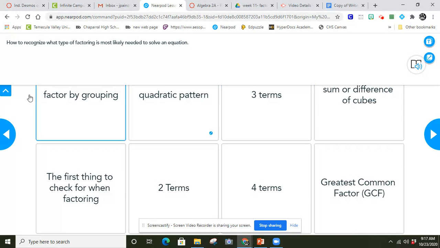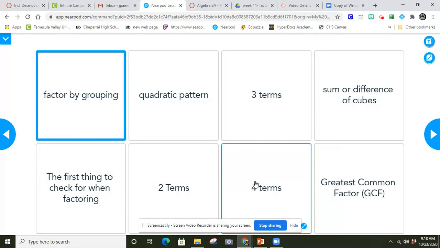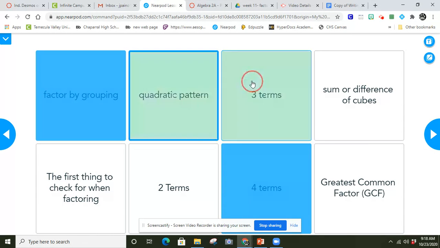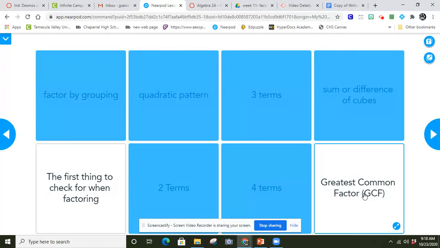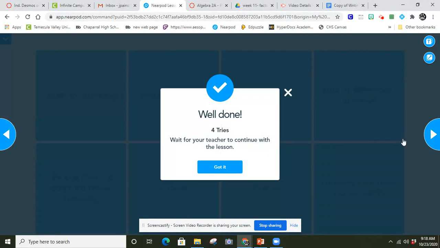Okay, so we want to match these up as best as we can here. When do I do factor by grouping? When do I do the quadratic pattern? We just learned factor by grouping needs 4 terms, so I'm going to match those 2 up. Quadratic pattern, that's a trinomial, so that's 3 terms. Sum and difference is a binomial, so that's 2 terms. And then the GCF is always what you should do first. On every problem, you look for a GCF first. So, a nice little check for understanding right there.